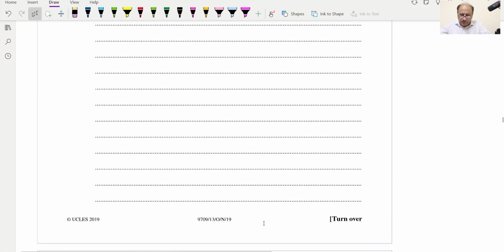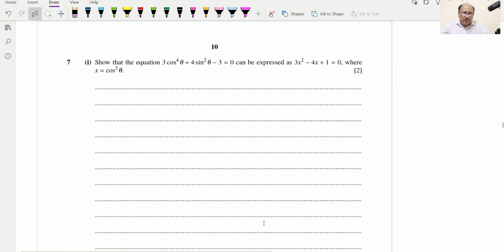This will be our final answer for this question. Now we can move to question number 7. Question 7 says show that this trigonometric equation can be expressed in this format where x is equal to cos square theta. This is a 2 mark question. So we'll use this equation.